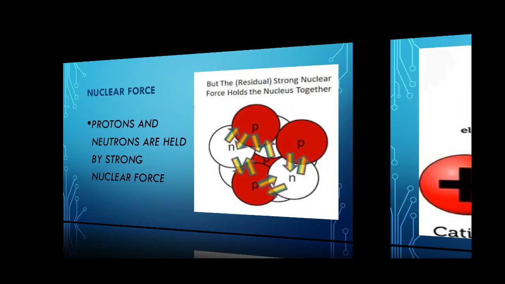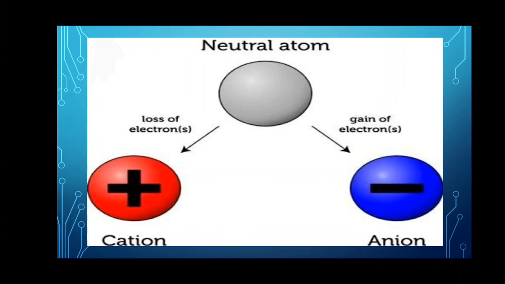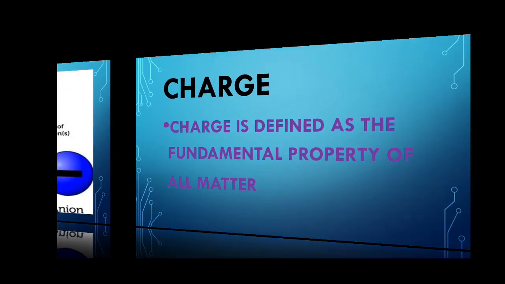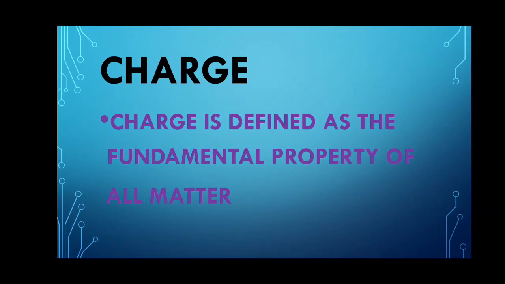Atoms which are neutral have an equal number of electrons and protons, but if an atom loses an electron, it becomes positively charged. This positively charged ion is called a cation, and the negatively charged ion is called an anion, which forms when an atom gains an electron. So it is only the electron which can be either lost or gained. So what does this charge mean?